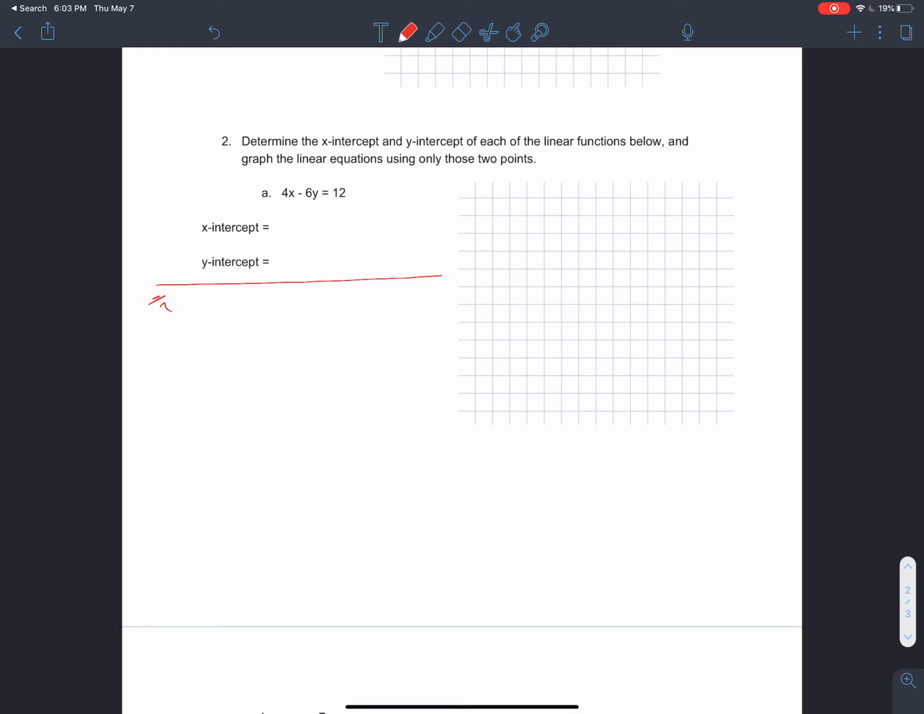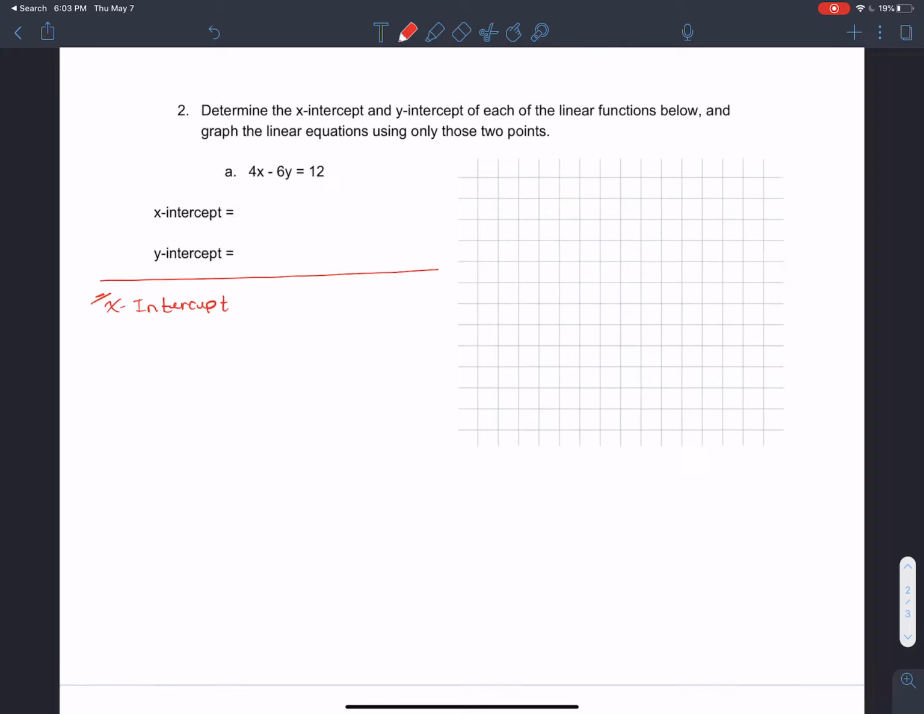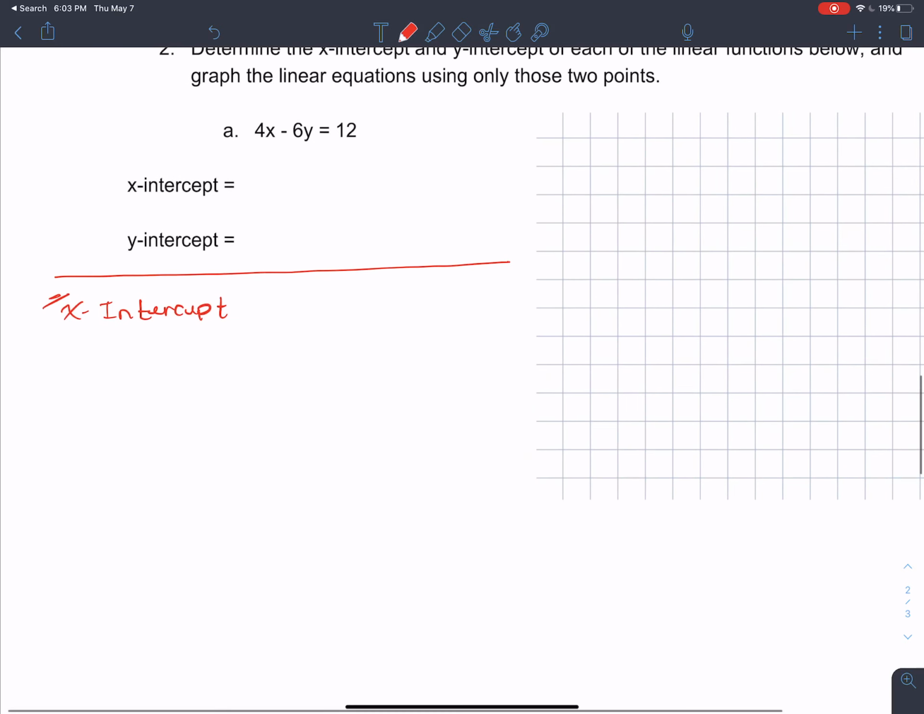So we want the x-intercept. And I have a new tip for my pen. It's kind of weird. I'm not a huge fan of it, but we'll see how it goes. So my apologies if my writing is worse for some reason.